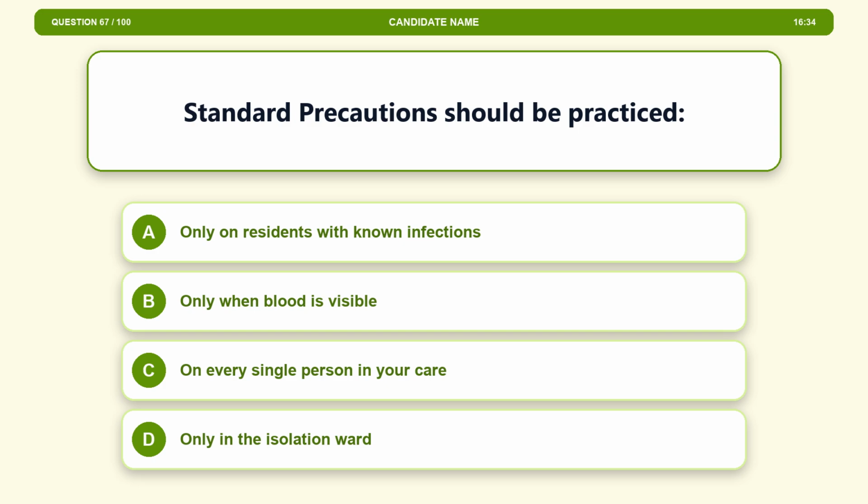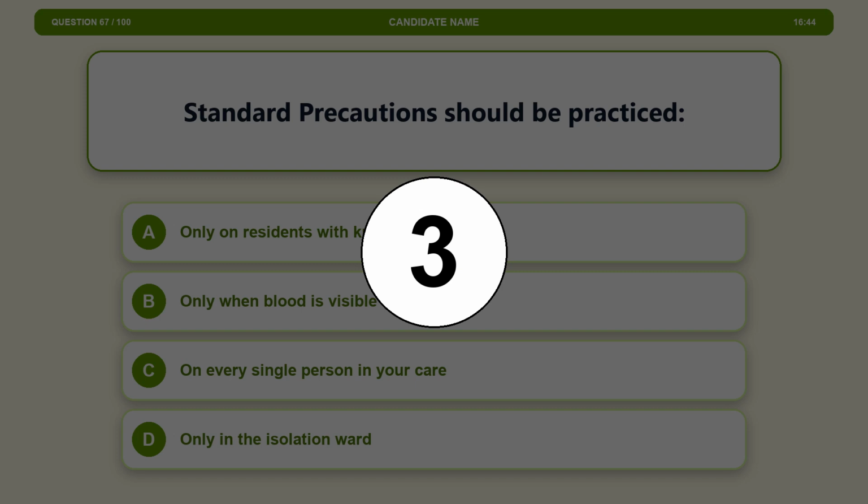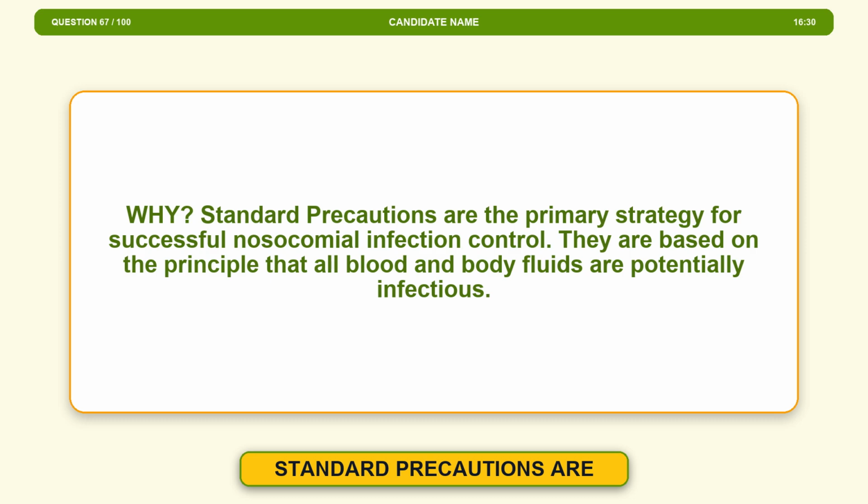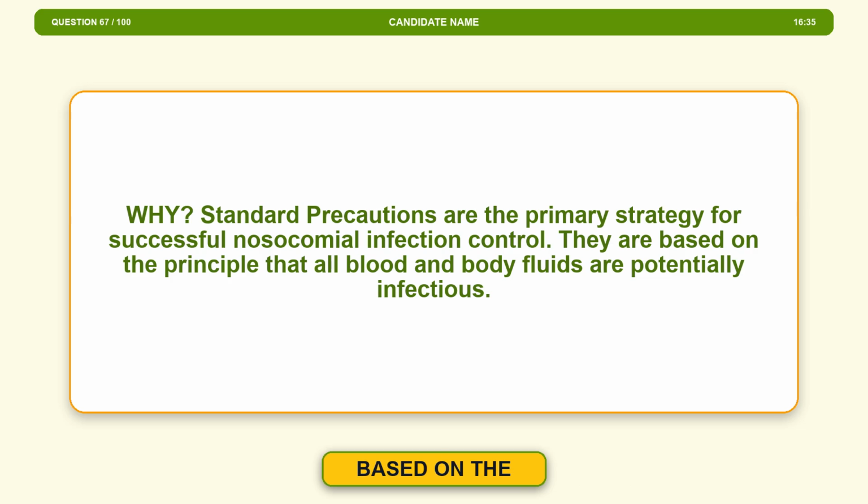Question 67. Standard precautions should be practiced: Option A, only on residents with known infections. Option B, only when blood is visible. Option C, on every single person in your care. Option D, only in the isolation ward. The correct answer is option C, on every single person in your care. Standard precautions are the primary strategy for successful nosocomial infection control. They are based on the principle that all blood and body fluids are potentially infectious.